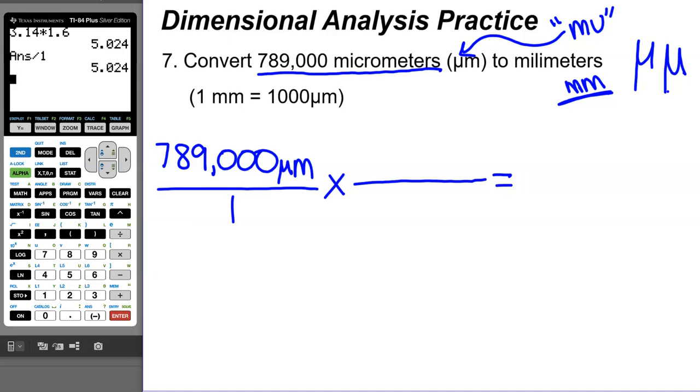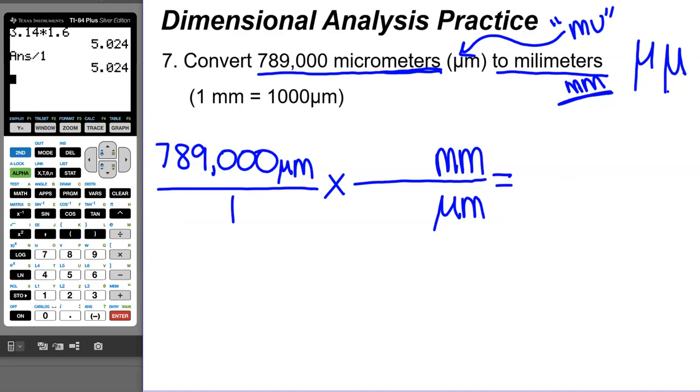Now that we have that set up, our unit that we want to cancel goes in the denominator of our conversion factor. So that would be down here in the bottom part. So that would be micrometers. So we'll move that to the denominator. And then we want the unit that we are desiring, the unit we're trying to get to, in the top of our conversion factor. So let's look back at our problem. It says convert micrometers to millimeters. We're going to millimeters. MM.